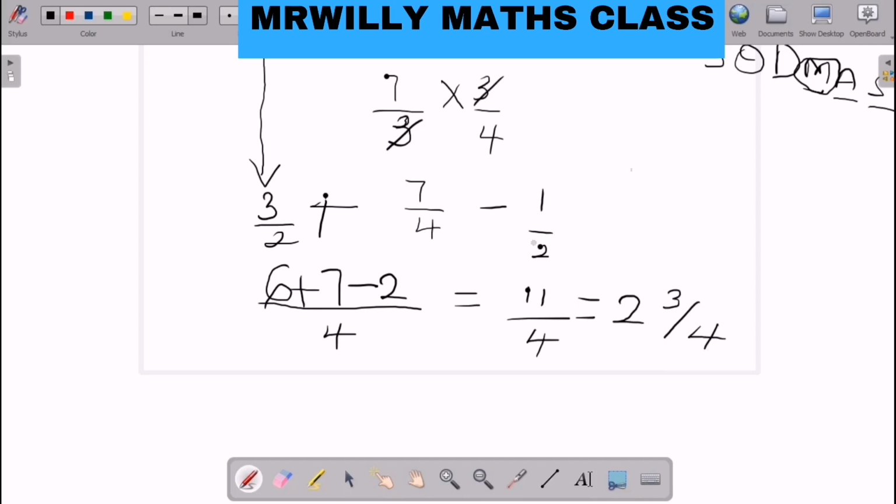That's the last question for today. I believe you have learned how to use your Bodmas to solve fractions with multiple operations.